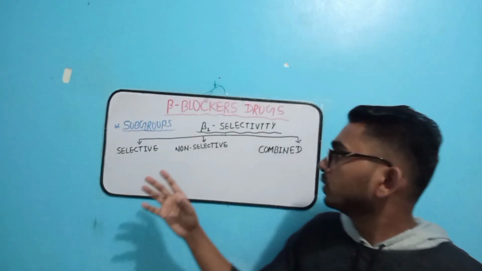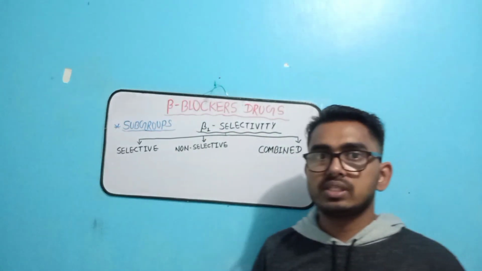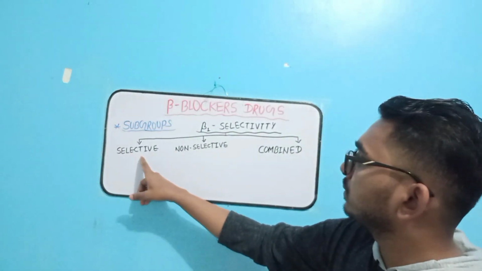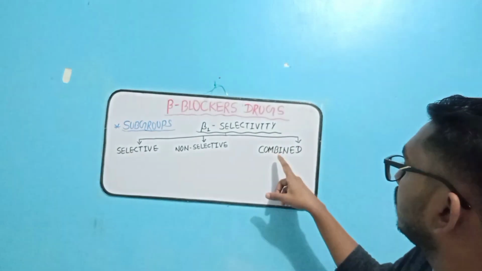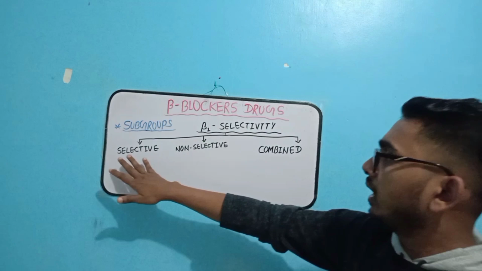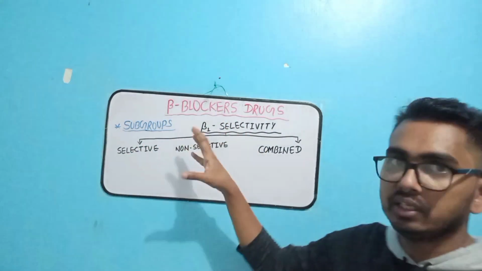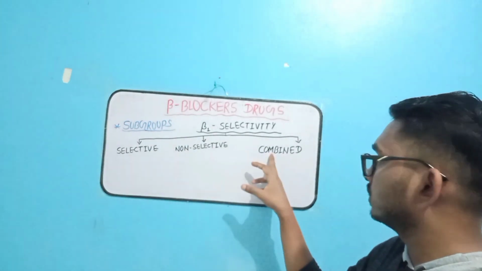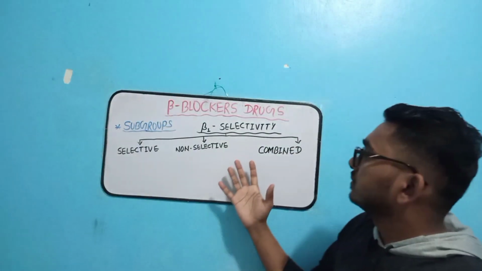Now I am going to start from the beta 1 selectivity. In the beta 1 selectivity, there are selective drugs, non-selective drugs, and combined drugs also. I will write these three one by one and make mnemonics for all of them, so we can easily memorize all these drugs.